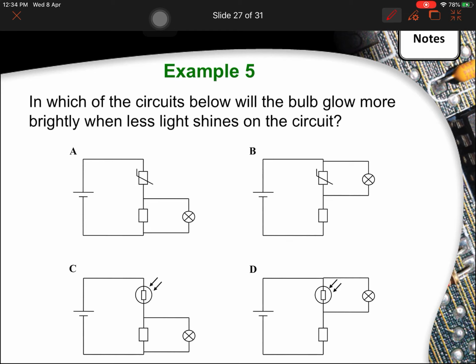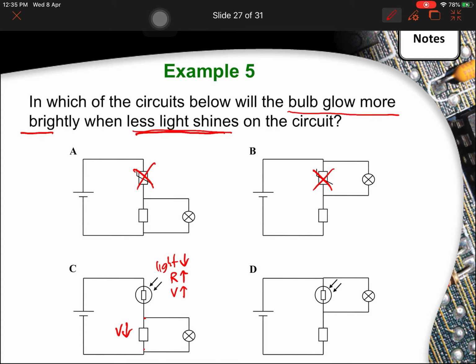Okay, so the question asks, in which circuit will the bulb glow more brightly when less light shines on the circuit? So when we talk about less light shining, am I making use of a thermistor or an LDR? LDR, right? So the ones with thermistor I can cancel out. So for LDR, let's look at option C. So when light decreases, it means that resistance increases. When resistance increases, it means that potential difference across the LDR will increase. When potential difference across the LDR increases, it means potential difference across this part here will decrease.